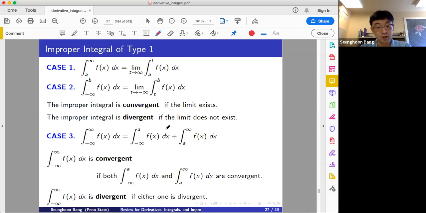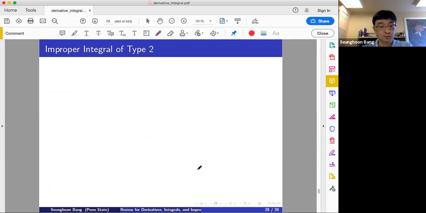One example is the first one divergent, the second one convergent. What's the final answer? Divergent. If the first one is convergent and the second one divergent, the answer is divergent. Is that right? That's the whole idea. So for the choice of a, what is the best choice? 0 is better. You can choose 0. It's one good choice.